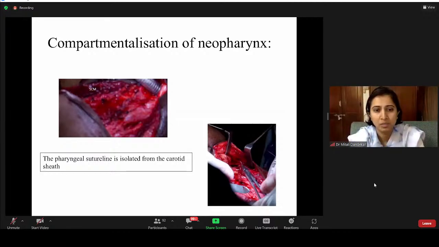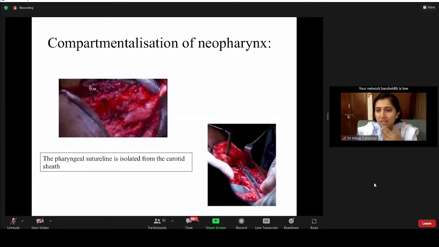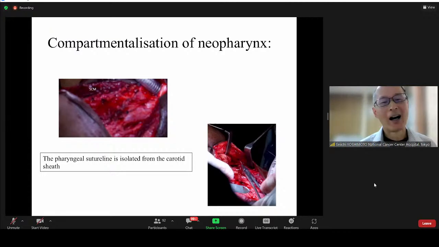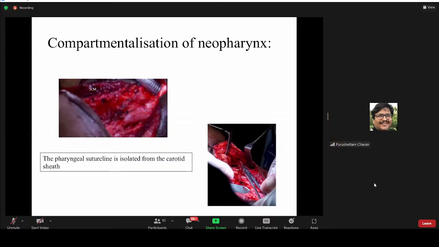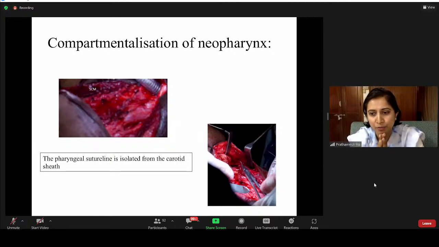...violating the carotid sheath. Any comments on this? Does every one of you follow this step, or are there any special circumstances where one would follow this step? Professor Yoshimoto, do you follow this step routinely? I don't follow it, I have not imagined this step, but that's a very good choice, I think. Dr. Chavan, do you follow this step routinely? No, not routinely.